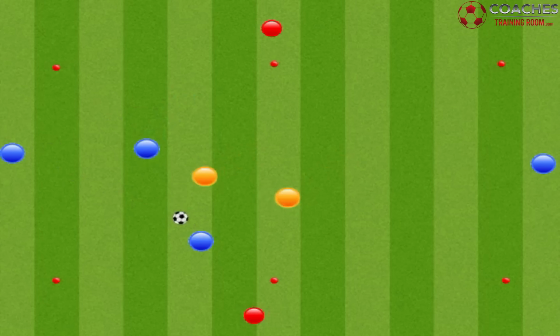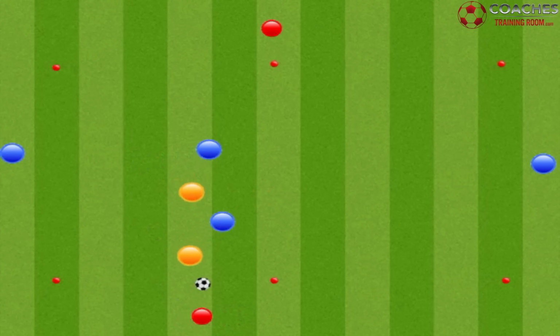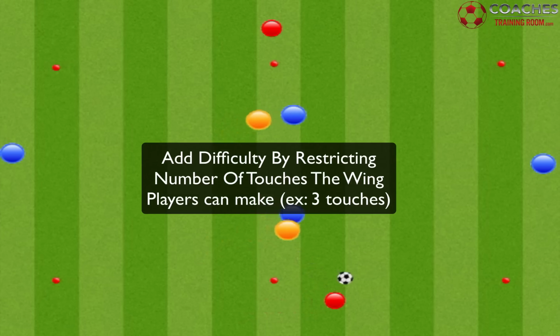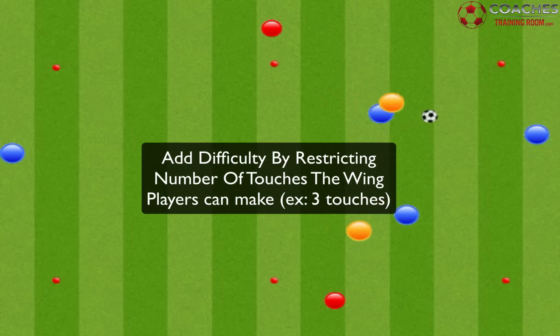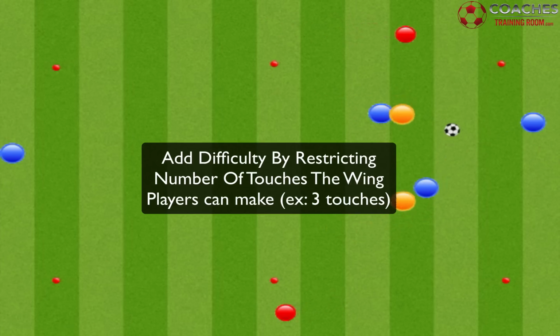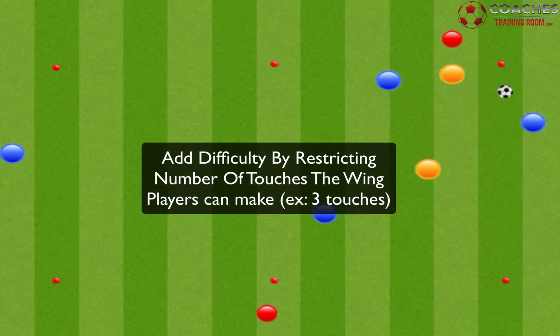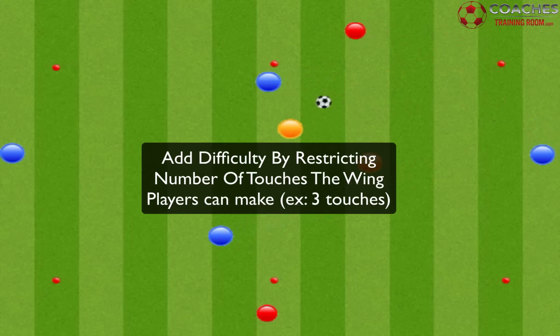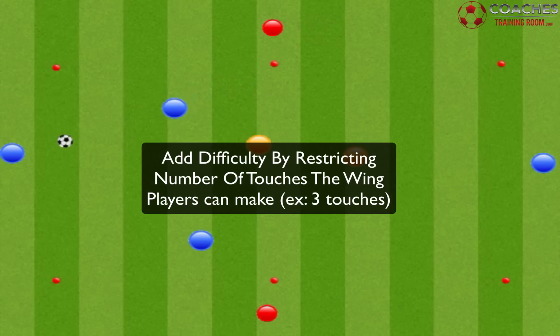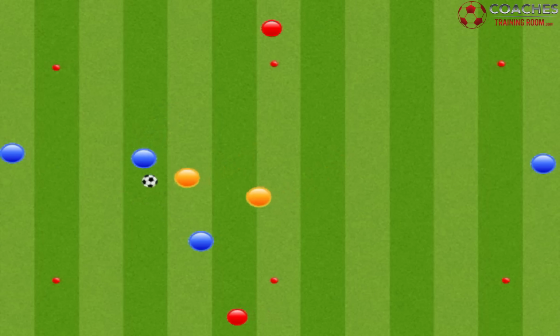Remember that the player playing on the wings is completely unopposed. So it might be that you want to restrict the touches that that player can have to make sure that they're thinking quickly and doing the right things as quickly as possible. So for the first time, you might say you're allowed 3 touches. Now, you're not actually specifying a time length for 3 touches.